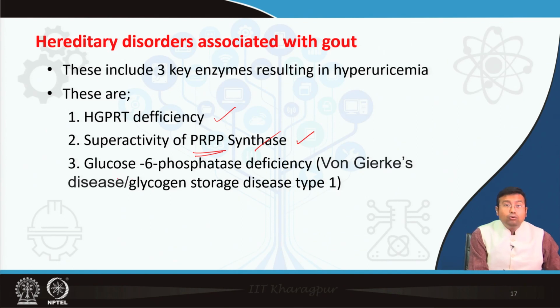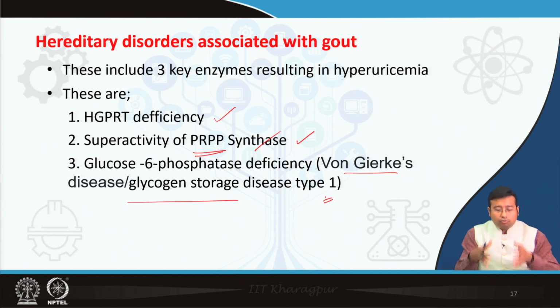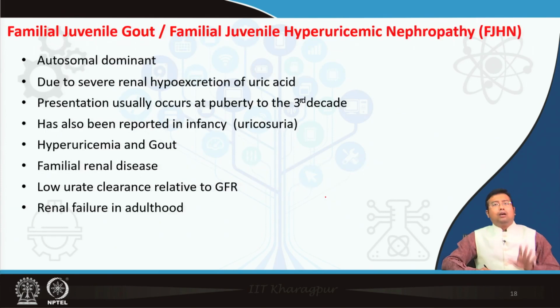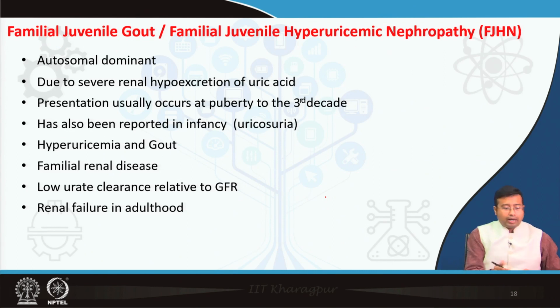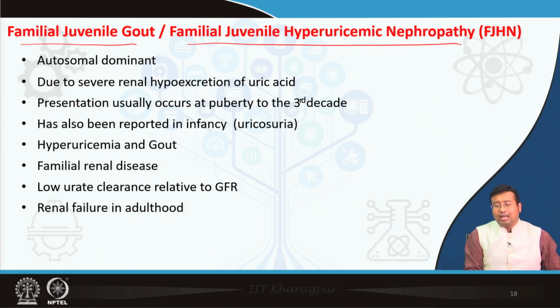Next, glucose 6-phosphatase deficiency, you already know, von Gierke's disease or glycogen storage disease type 1. The exact etiology in all of these we will be discussing later. So, we will be touching all of them one by one. Since we are discussing gout, these are all the reasons that can lead to gout. So, there is one rare variety, that is familial juvenile gout, also termed as familial juvenile hyperuricemic nephropathy.